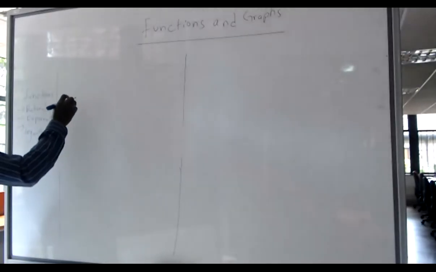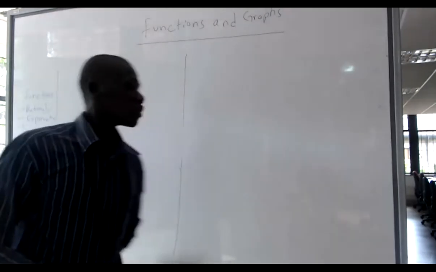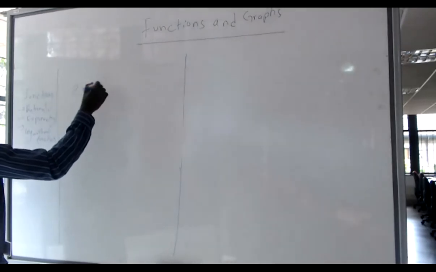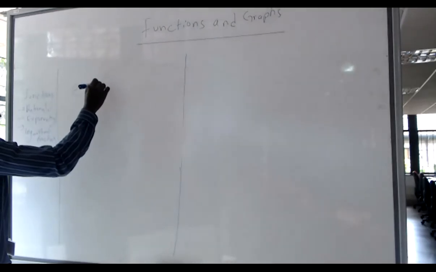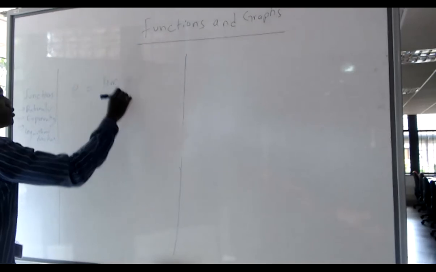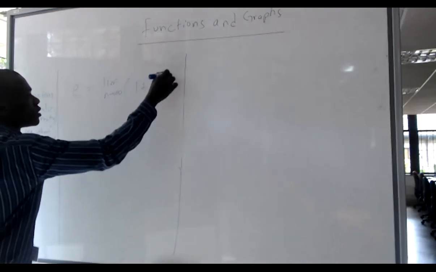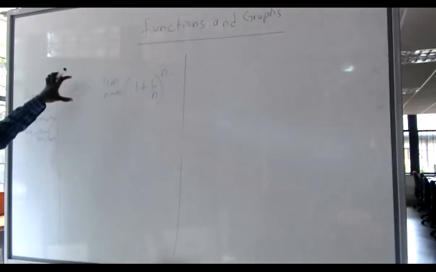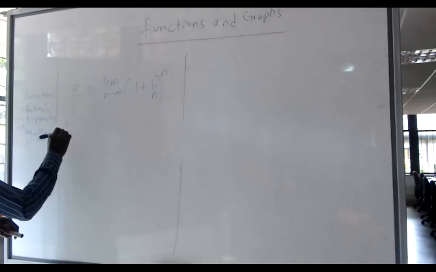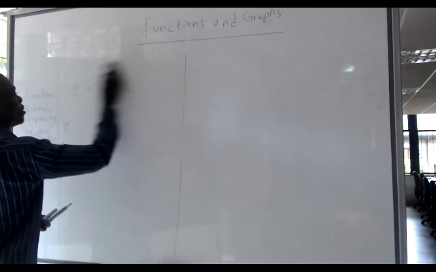I would like us to see some special exponential function. So we will define a number e as the limit as n goes to infinity of 1 plus 1 over n, raised to n. This number is an irrational number. Do you mind writing in bigger handwriting? Yes, thank you.